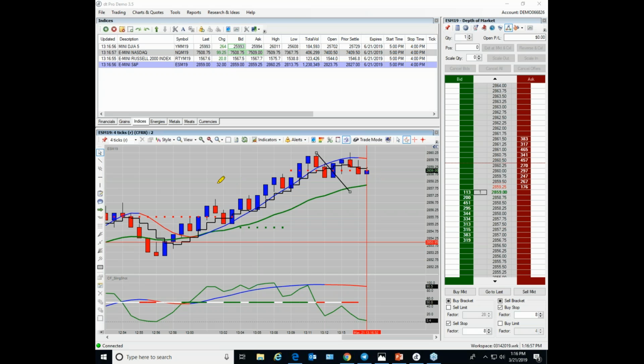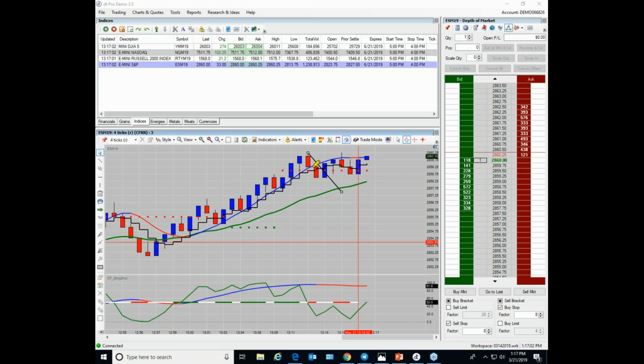So what does that all mean? We have a trending market. That means we're making higher highs. The normal thing for the market to do is to pull back toward the BBC.